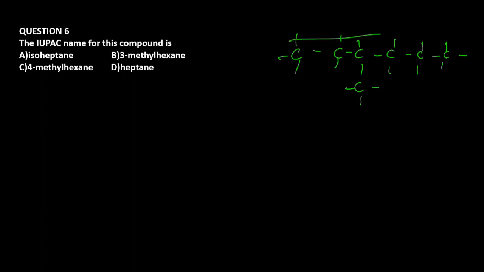It's so simple. The longest chain is this part. So it will be 1, 2, 3. We can give this 3, or we can give this 1, 2, 3, 4. From this direction, it will be 4. So we have to follow this part since it gives the lowest number to the substituent. So it's 3-methylhexane. 1, 2, 3, 4, 5, 6. 6 signifies the number of carbons, which is hexane. Option B is correct.